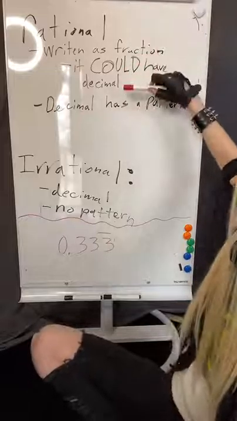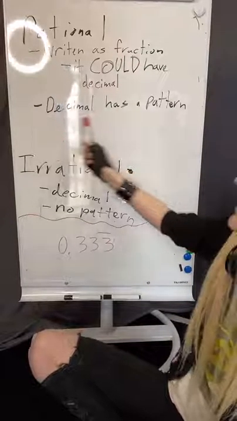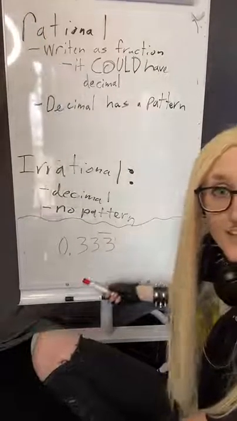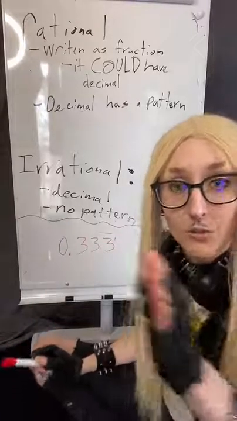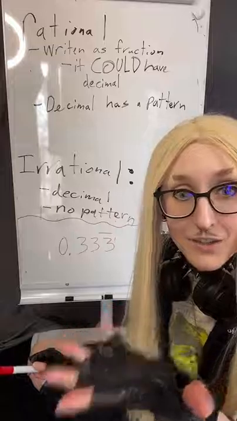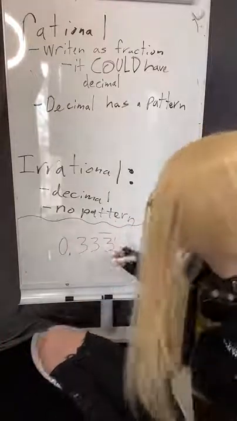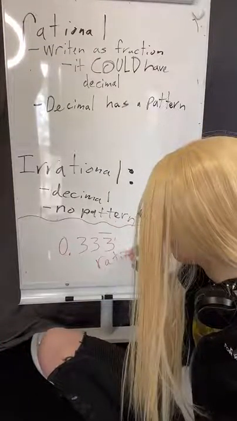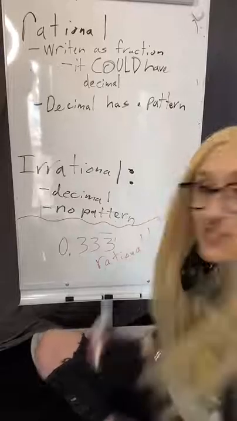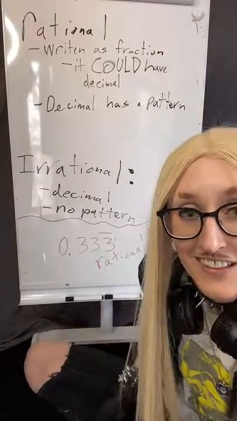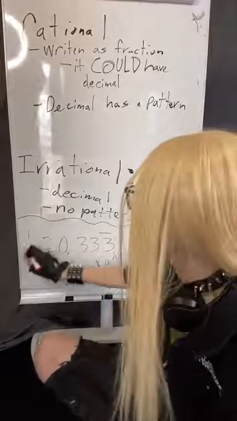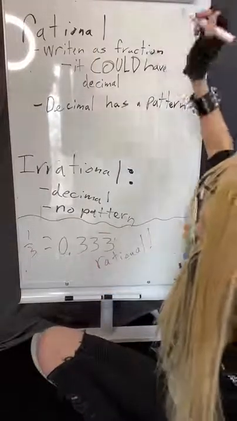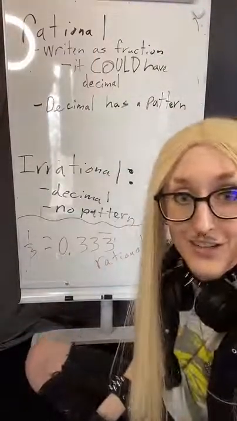It is rational. It has a decimal, but the decimal has a pattern. If I know what it's going to be, 3, 3, 3, 3, 3, that pattern of 3 repeating is a pattern. So this one is rational. Yes, that could be written as 1/3. And since I can write it as a fraction, that's another way of saying it's rational. Let's go.